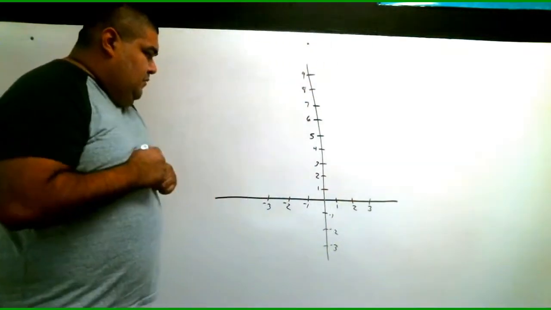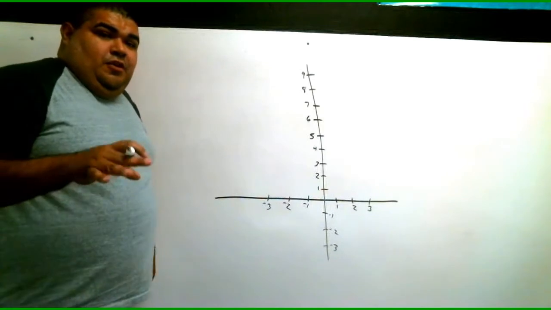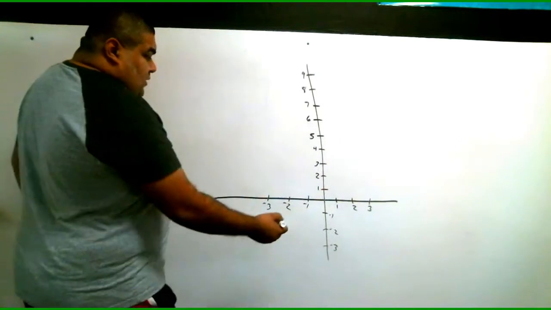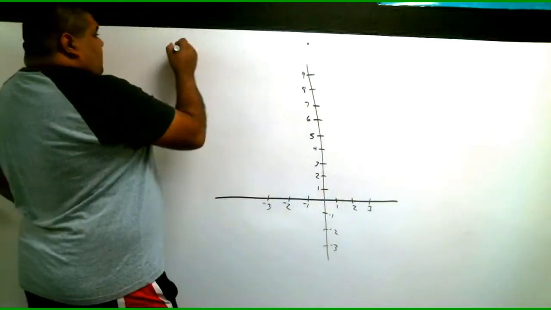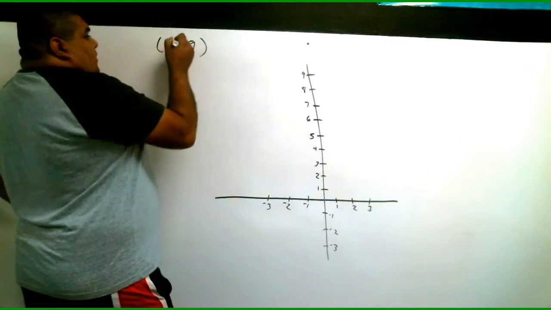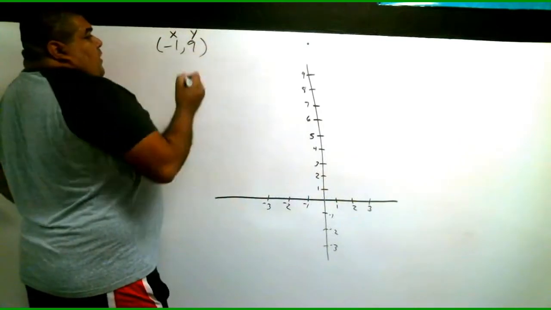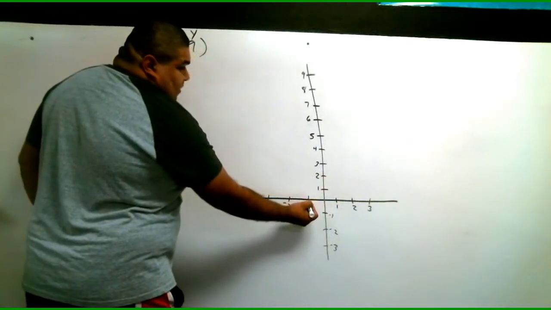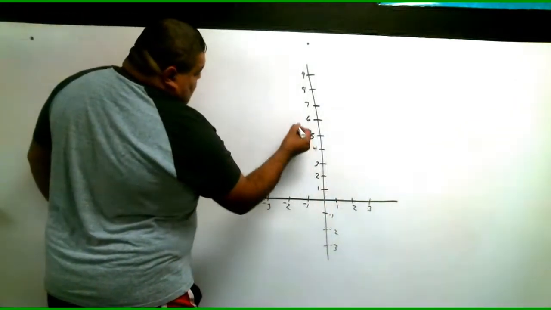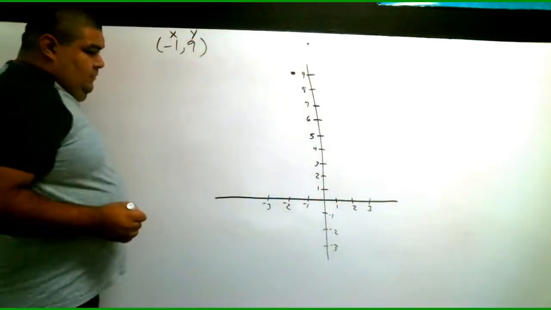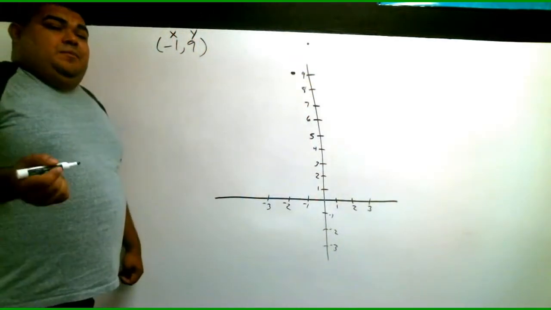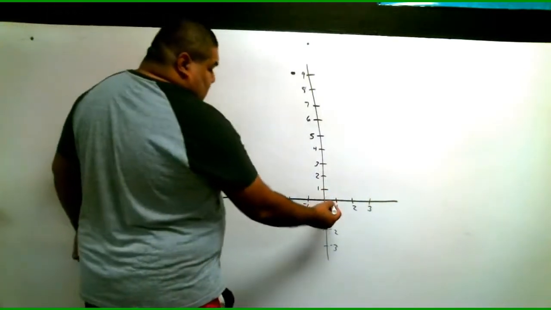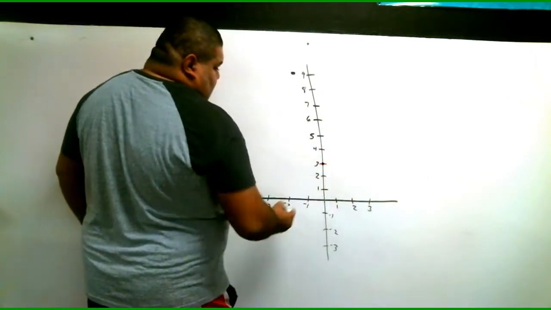I'm going to use the same color. If you remember, our first point was negative 1 and 9. X-axis, the first number, so we have negative 1 and 9. We have x on the first one, y on the second one, okay? So on the x, we're going to go to -1. On the y, we're going to go up to 9. Our second point was 0 and 3. Again, x-axis is 0. Then we're going to go up to 3. There's our second one.